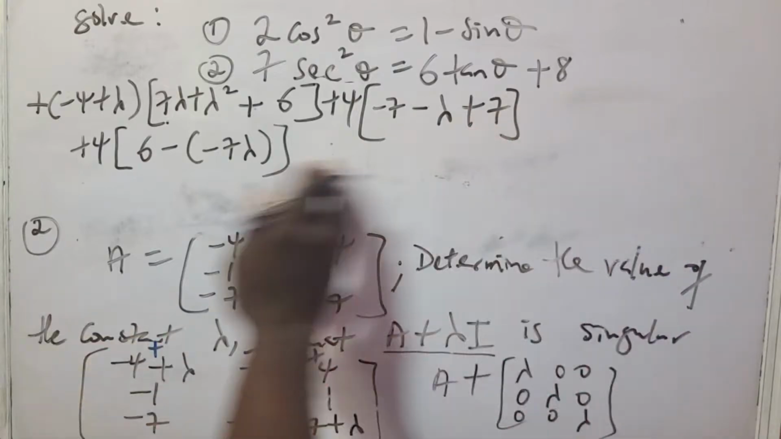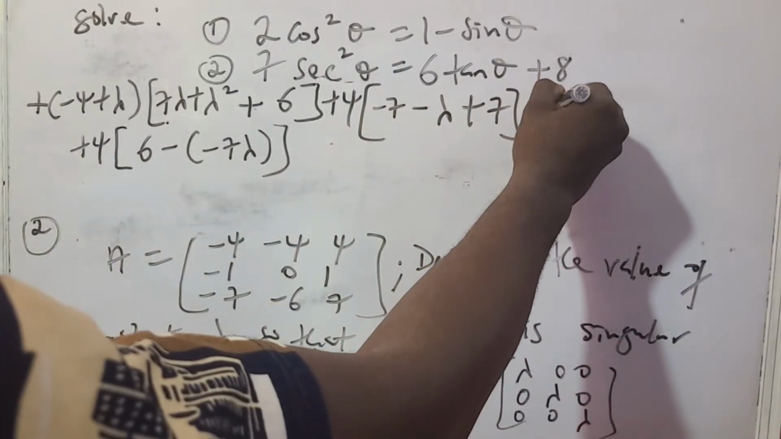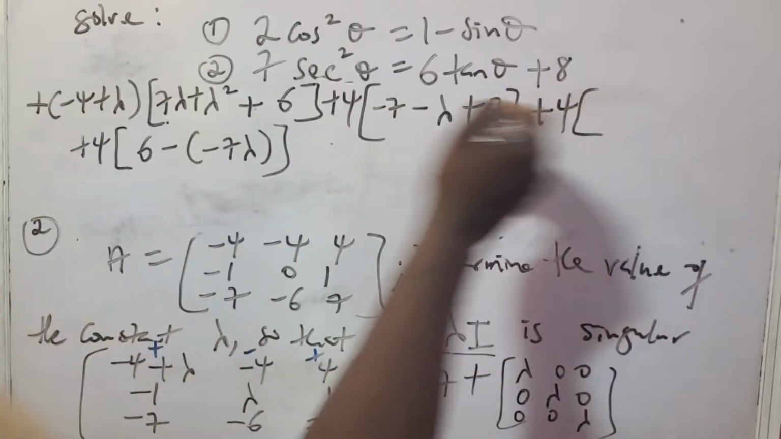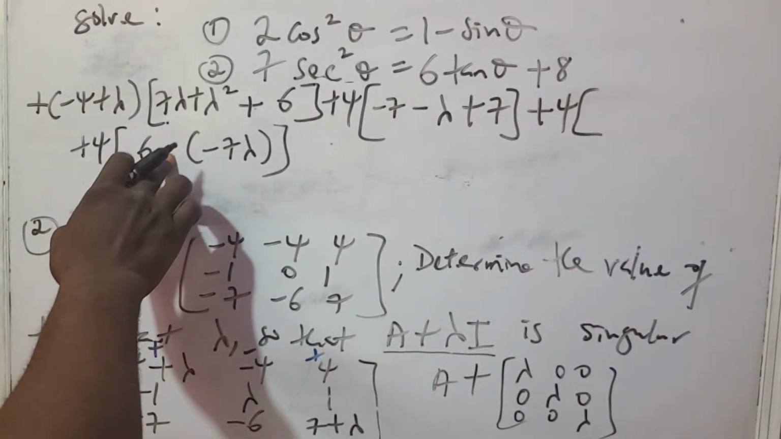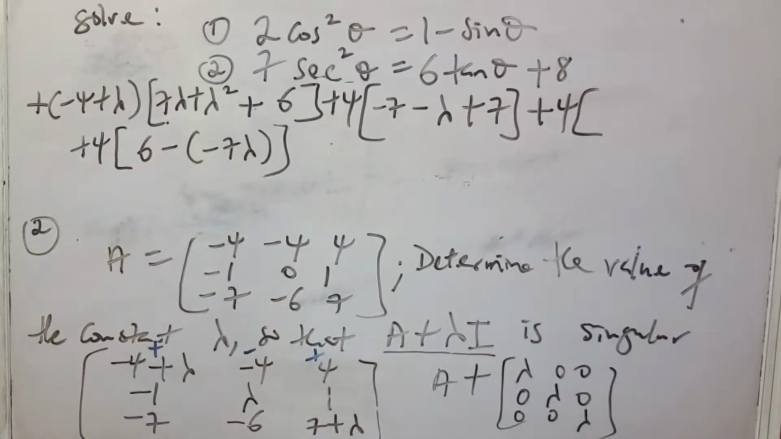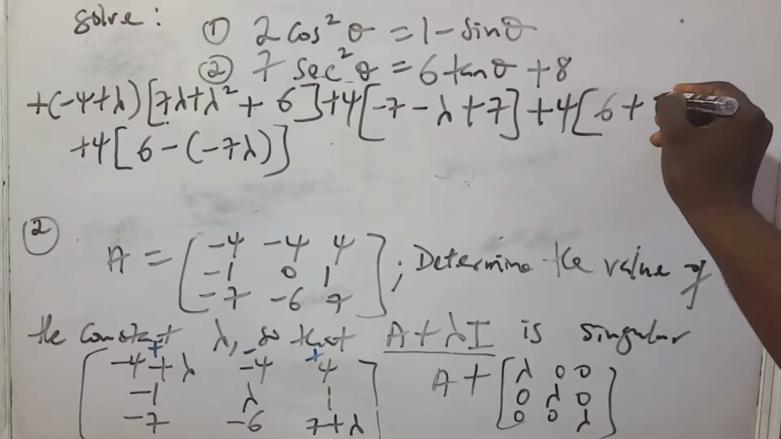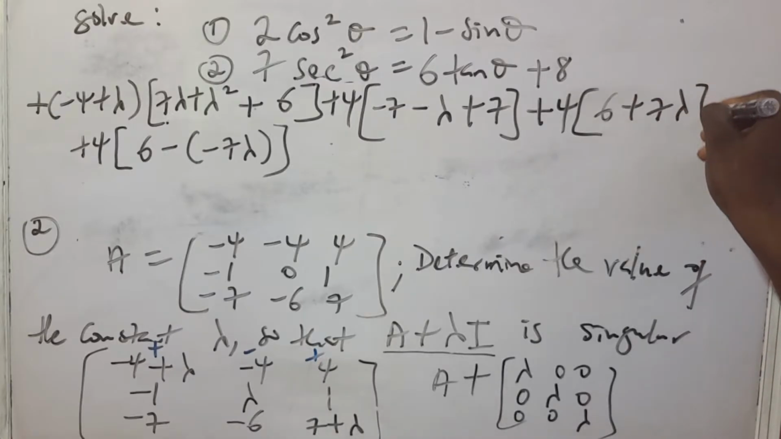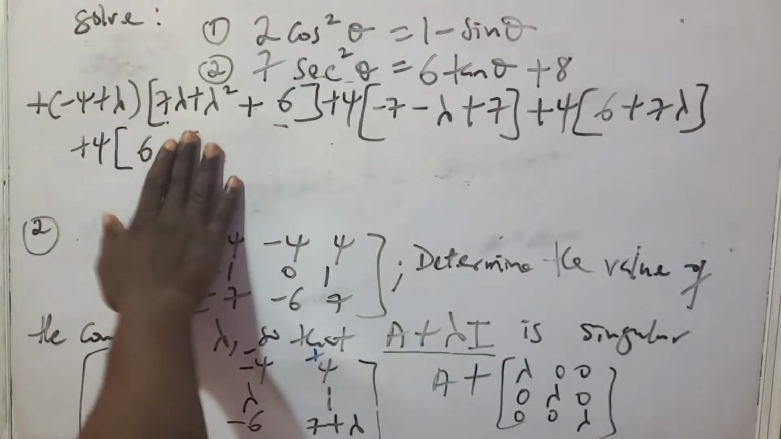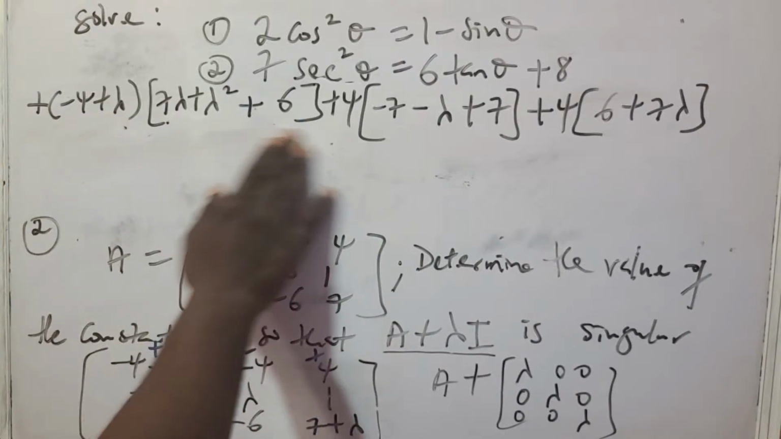Alright? So let's do this last side of things. Plus 4, 6 minus 7, that will be 6 plus 7 lambda. All right. I believe that looks clear. Now we can go on now to open the rest of our brackets.